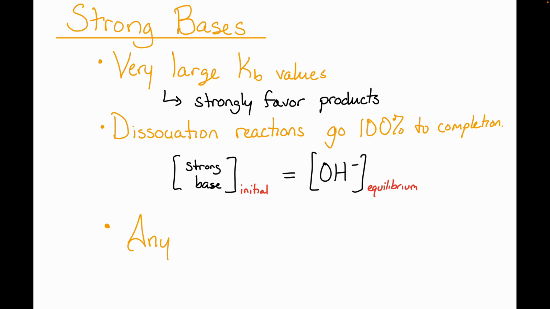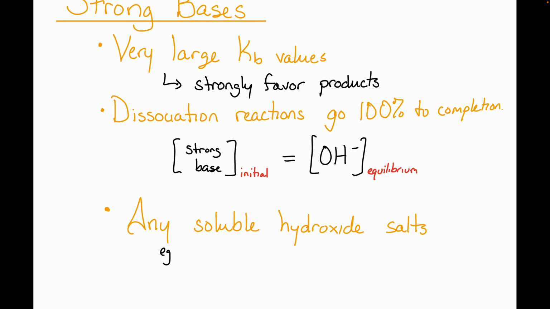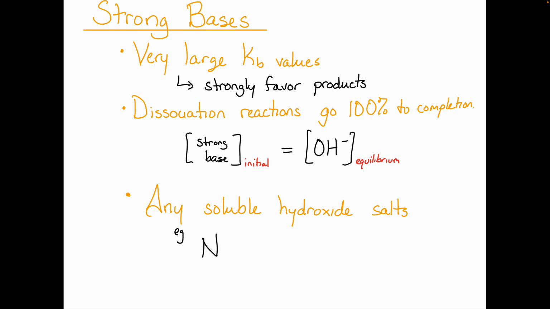These are just any soluble hydroxide salts. So any salt, any ionic compound that contains hydroxide that is soluble in water is a strong base. We've heard of a bunch of these examples before: sodium hydroxide, potassium hydroxide, lithium hydroxide, right? Those metal ions paired with hydroxide would all be strong bases.